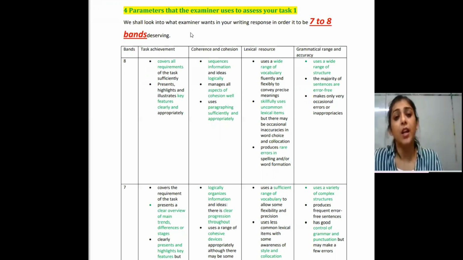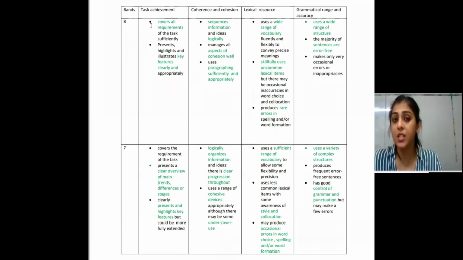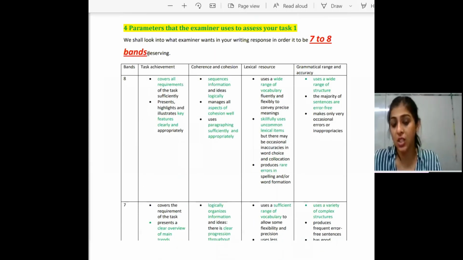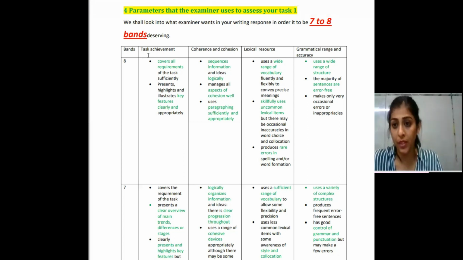Now, first of all, in order to score well in your first parameter, that's task achievement, what are the requirements? So your report writing, first of all, is assessed on the basis of task achievement. Now, what's the task achievement? Task achievement is like, have you fulfilled all whatever is asked in the statement?